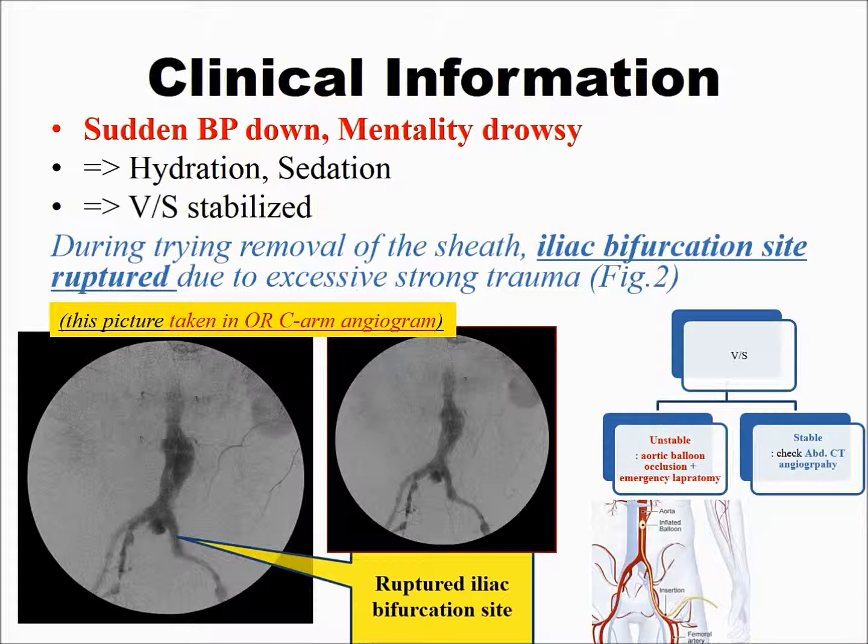Because of stable vital signs, due to maybe a contained rupture, I thought it better to check a CT angiogram and evaluate the severity of the iatrogenic aorta injury. If vital signs had been very severe and unstable, I would place an aortic balloon occlusion catheter and perform emergency laparotomy.